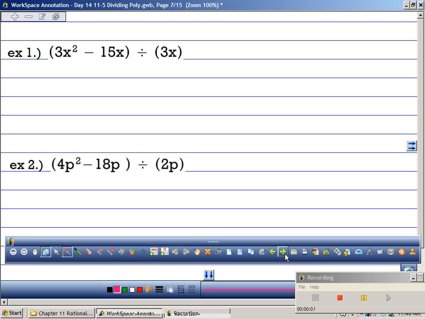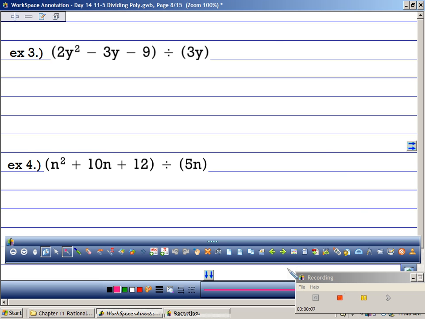I believe we did this problem and this problem. Did we do these two? We did. No, we didn't. Let's do example number 3.